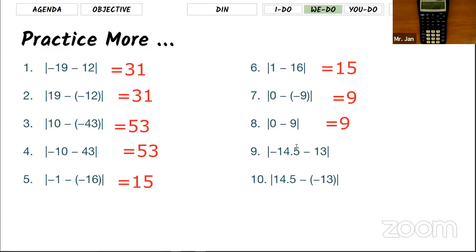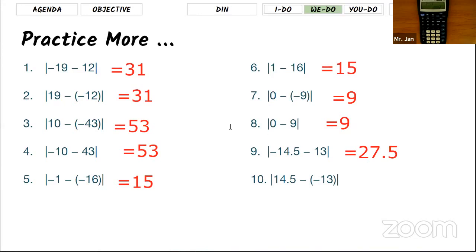Do you want me to do one of them, like 9 or 10, and you try another one? Yay, you got it. Awesome. Yes, it is 27.5. Do you think the second one is going to be the same? Yes or no? No, it's 1.5. Somebody says 1.5.